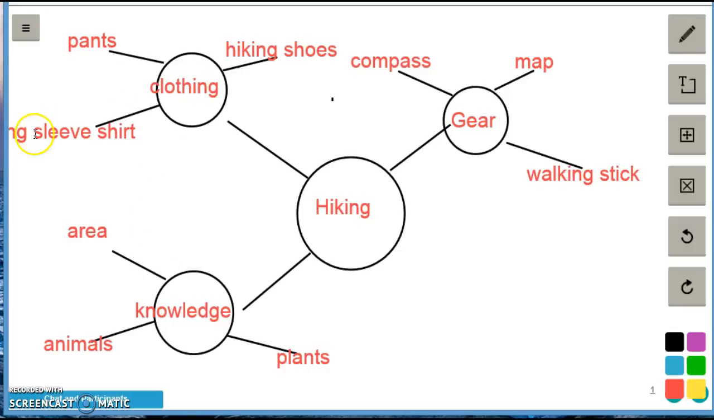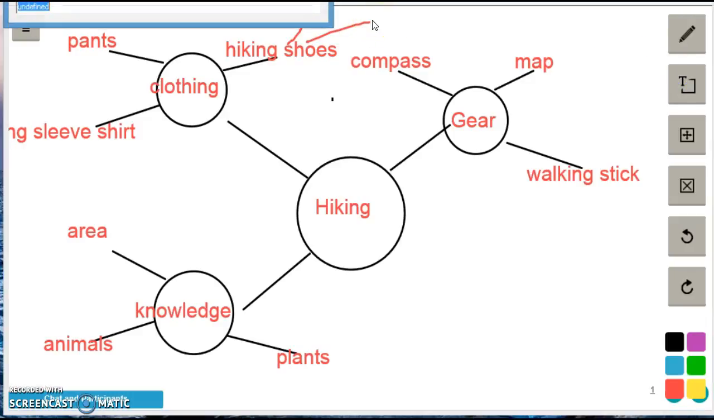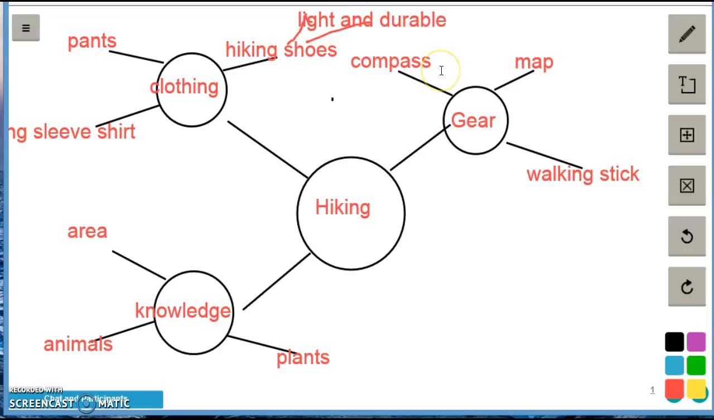And outside those, you are going to write what is related to that little bubble. And if you want, you can even create lines coming out of those describing what you want to talk about in that area. Light and durable, for example. So then, when you're writing, you'll always have that to look back to. If you need any help, please raise your hand. I'll come around and answer questions. Enjoy this activity. I know you'll do a great job.